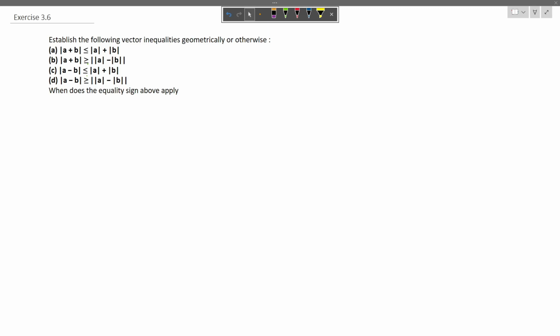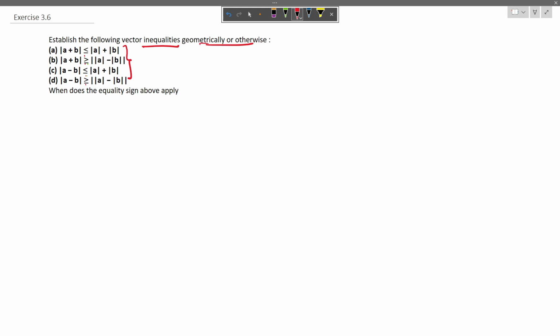Question says that establish the following vector inequalities geometrically or otherwise. So we have been given 4 vector inequalities and we have to express them geometrically or by any other ways. And also we have to say when does the equality of these 4 conditions hold true.